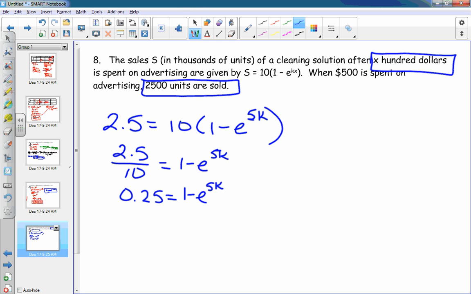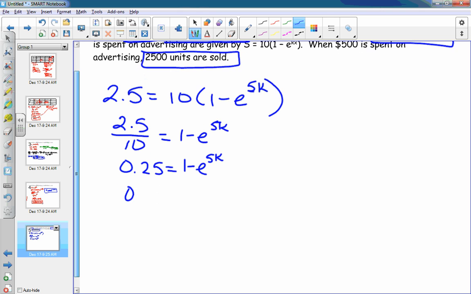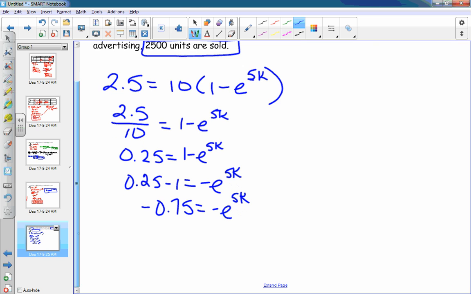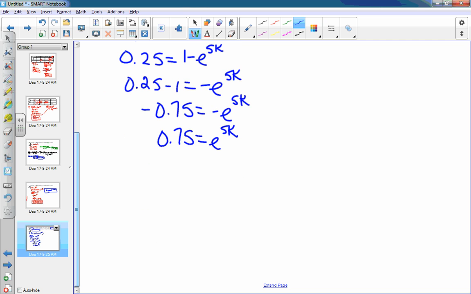Because S is in thousands of units, and X is in hundreds of dollars. You with me? Subtract the 1. So I owe somebody $1 and I have a quarter, so what's left? Divide by a negative, so 0.75 is equal to e to the 5k. Then what? The natural log.